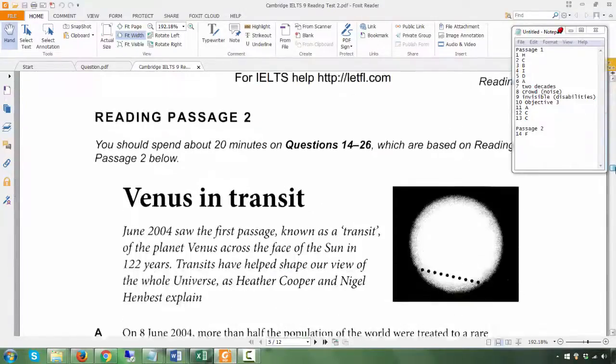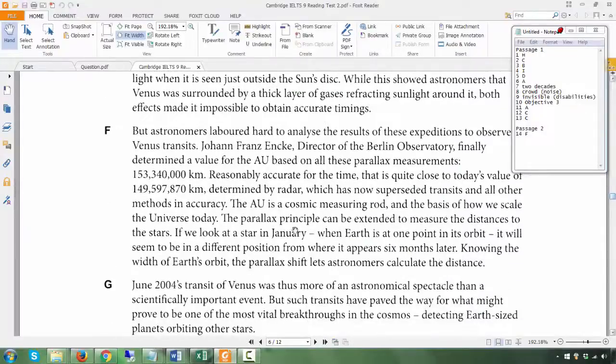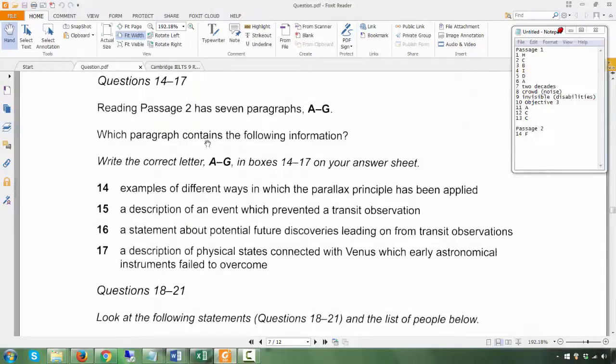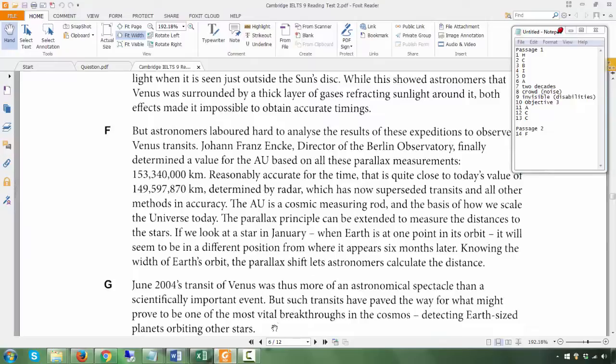Let's go to the right passage first. F. All right, so the parallax principle can be extended to measure the distances to the stars. All right, knowing the width of the Earth's orbit, the parallax shift lets astronomers calculate the distance now. So examples of different ways in which the parallax principle has been applied. So this paragraph F contains that information.